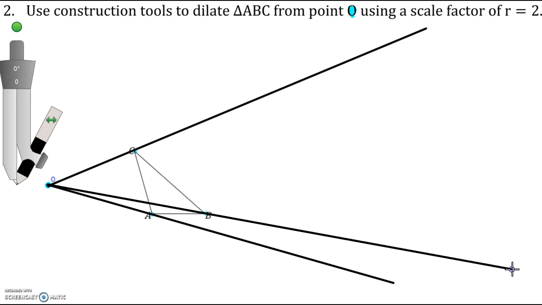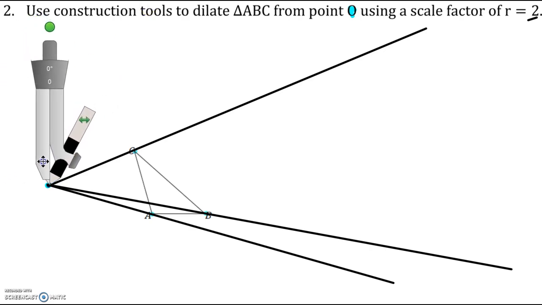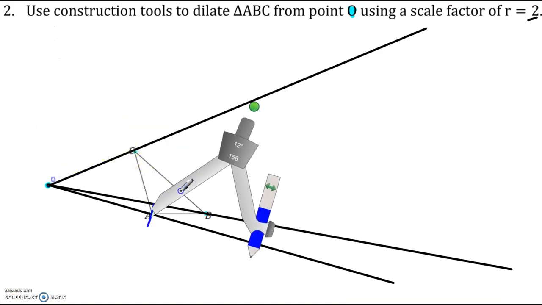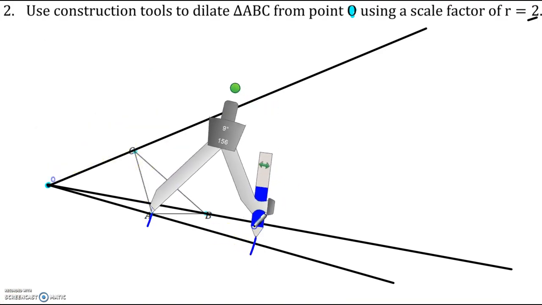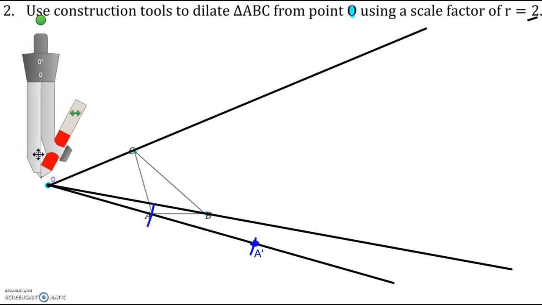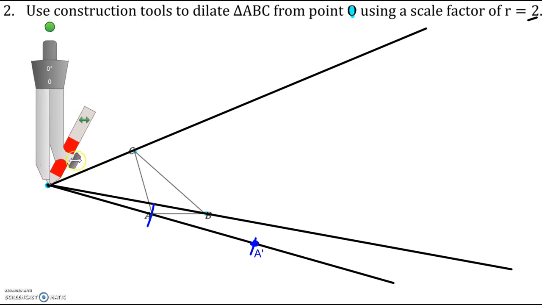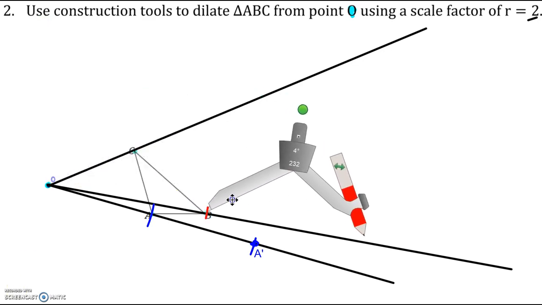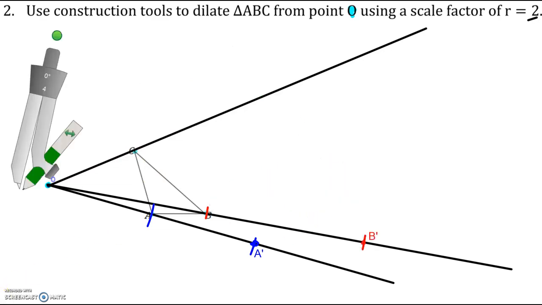And what we're going to do is measure our scale factor of 2 for each one of these. So we're going to take our compass, put it on O, and do each one. We go from O to A, swing that arc, and then go along the same line and swing that, and this will be A prime. Next, we take our compass and put the point on O and go from O to B. Swing the arc and repeat it down the line from here, and this will be B prime.